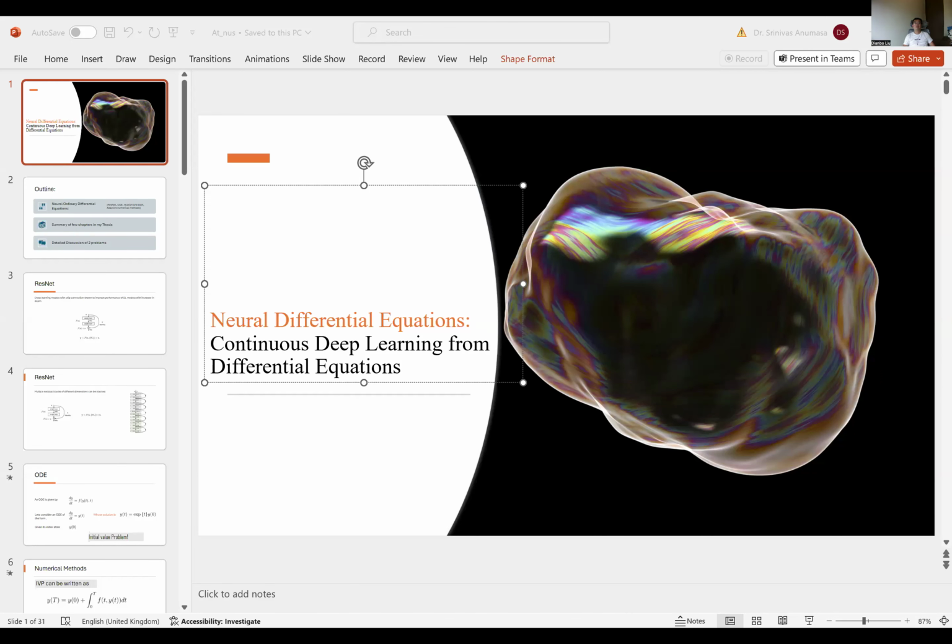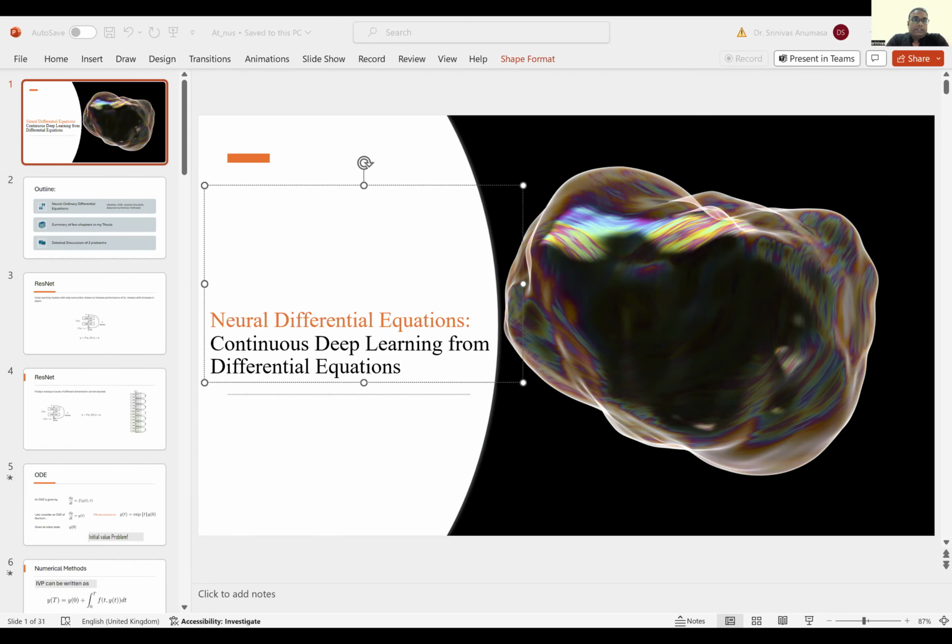Okay, so this is the outline of my talk. First, I will introduce neural ordinary differential equations, which is the backbone of all of my works which I've done in my PhD. For neural ordinary differential equations, I will give an introduction about the basic concepts like what is ResNet, ODE, the relation between both ResNet and ODE, and some of the numerical methods. Followed by, I'll give some summary of my two chapters of my thesis, followed by detailed discussion of two problems.